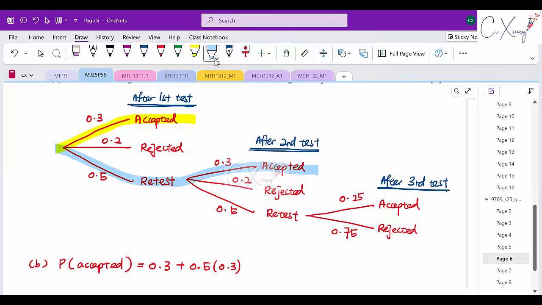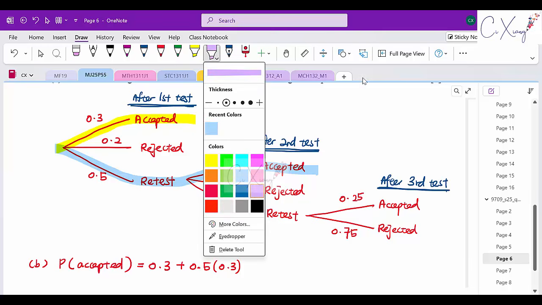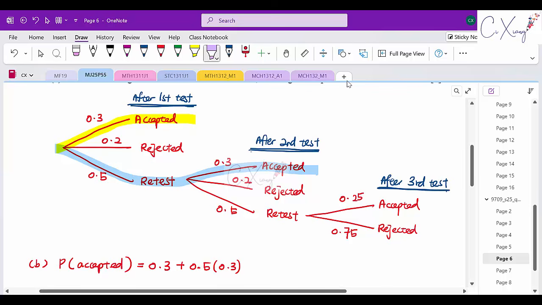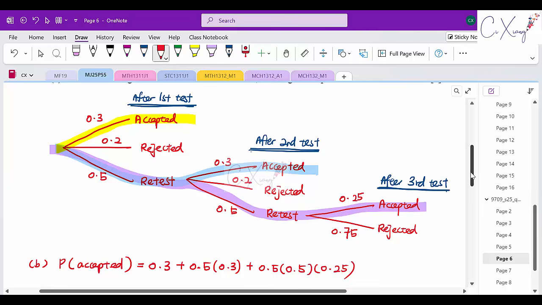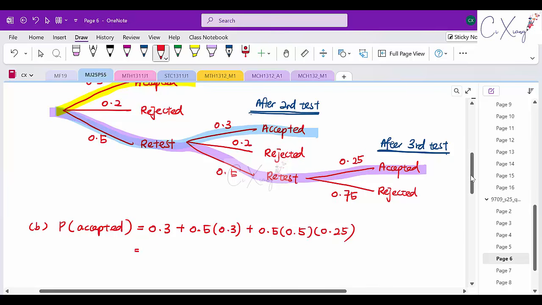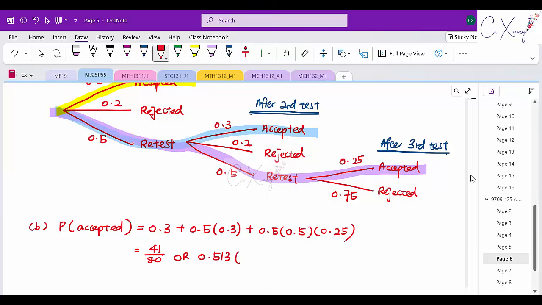Is there any other possible outcome to get accepted after the test? Right, so I also have another option where the first test, they ask me to retest. The second test, they still ask me to retest. Then the third test, only then they accept me. So for this one, multiply the probability along the branches: 0.5 multiplied with 0.5, multiplied with 0.25. Simplify this answer and you will get 41 over 80. Or the other option is a 3 significant figure answer, which should be 0.513.